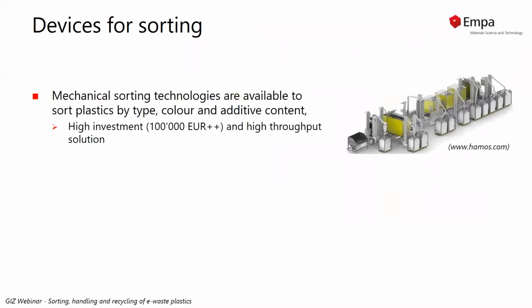So when we talk about devices, just to give you a very short overview, there's mechanical sorting, which operates on a flake basis. They are sometimes able to separate the plastics by type, by color, by additive content. The way this works basically is that you have cameras which record each individual piece and then use different types of the spectrum, maybe X-ray or infrared, to determine what sort of flake it is. And these are very costly machines, but they are an option if you have a very high throughput of material.